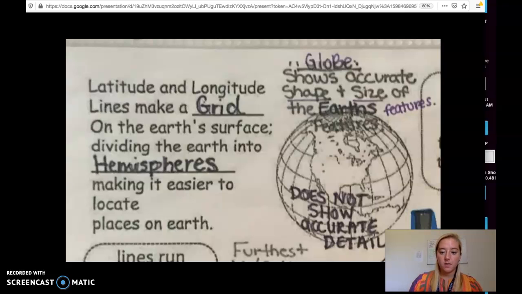So our globe, instead of our map, shows the accurate shape and size of the Earth's features. What unfortunately it does not show is accurate details. So our features look good on our globe, but the details of those features are not as good. So if you will copy these down, and as always, if you need to pause the video to write down your notes, that is fine.